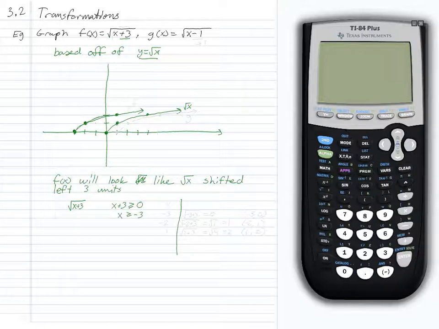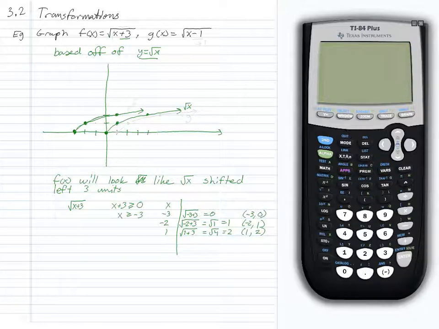So if I plug in negative 3, I get the square root of negative 3 plus 3, which is 0. Negative 2 gives me the square root of negative 2 plus 3, which is the square root of 1, which is 1. And this other point that we think we know about, if we plug in 1, the square root of 1 plus 3 will give us the square root of 4, which is 2. So we get all those points that we thought, negative 3, 0, negative 2, 1, 1, positive 2. And that's our translation. We would also like to graph g of x.